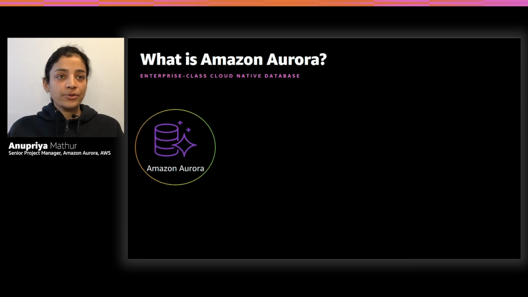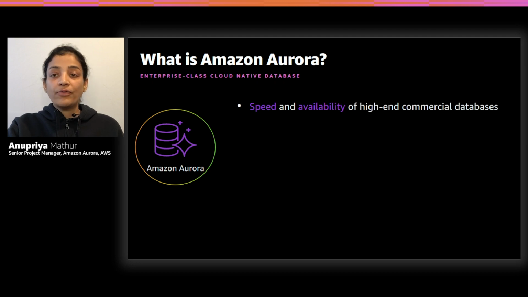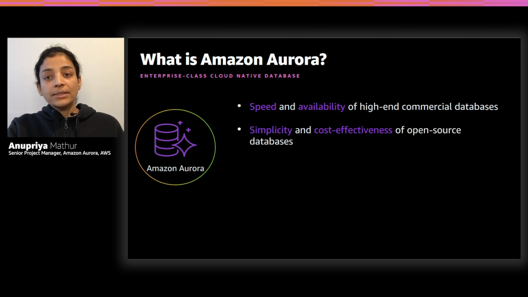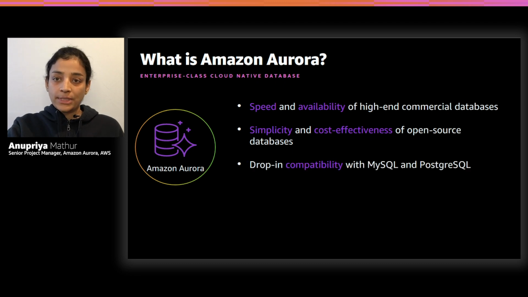So what is Amazon Aurora? Amazon Aurora is an enterprise class cloud native database that gives you the speed and availability of high-end commercial databases with the simplicity and cost effectiveness of open source databases. It is drop-in compatible with MySQL and Postgres. What that means is that if you have an app today that works on, say, MySQL 5.6 and 5.7, then it would also work with Amazon Aurora as is. And that's also true for Postgres. And then we have a simple pay-as-you-go pricing for Aurora, and it's delivered as a managed service.